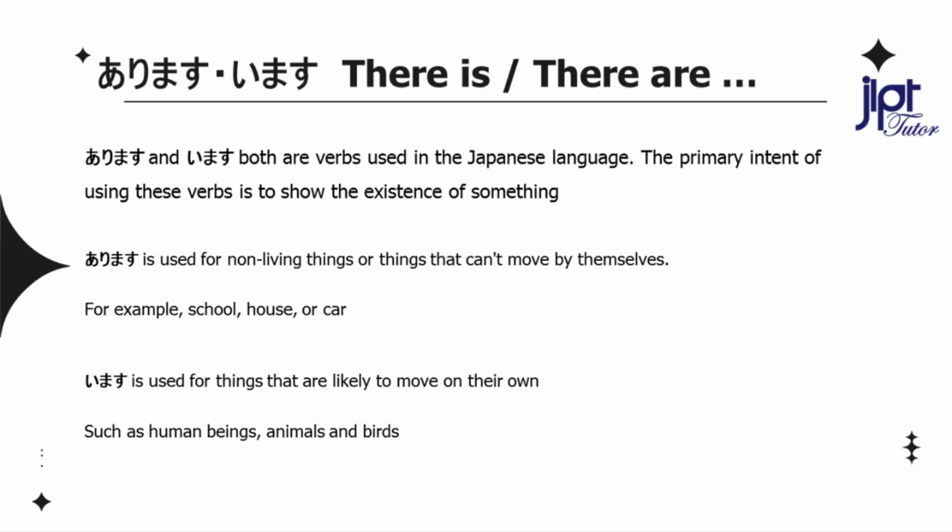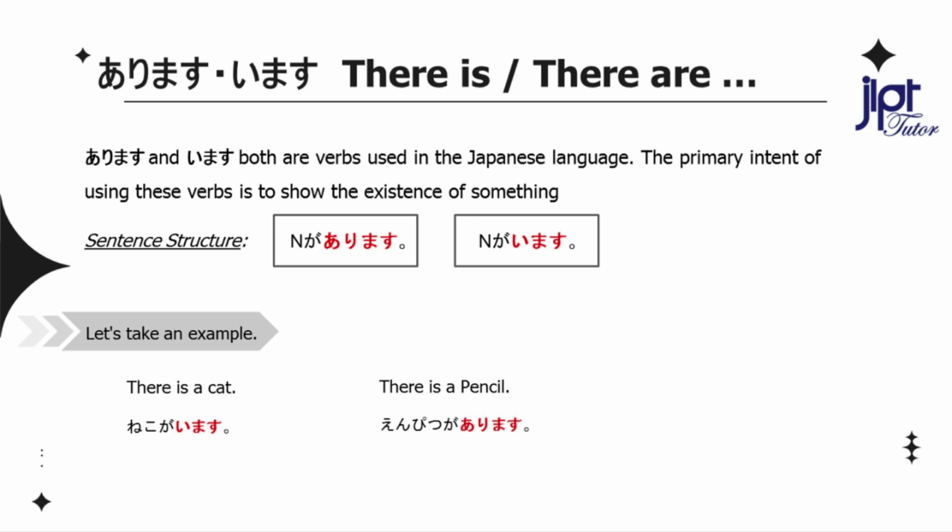Arimasu is used for non-living things, or things that can't move by themselves. For example, school, house, or car. Remember, plants are living things, but also can't move independently, so we will count them in the non-animated category. Meanwhile, imasu is used for things that are likely to move on their own, such as human beings, animals, and birds, etc.